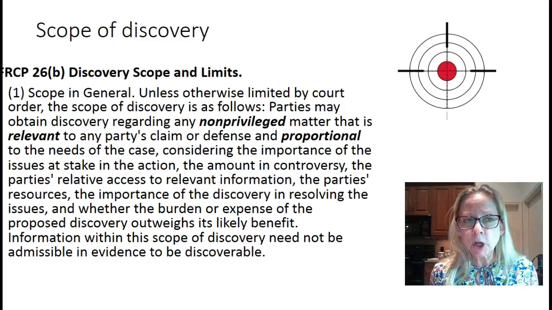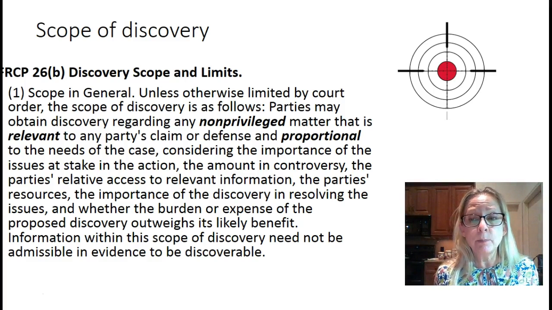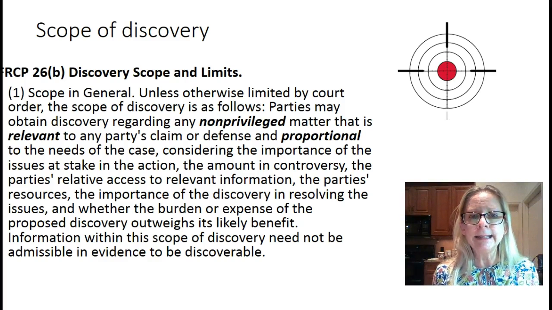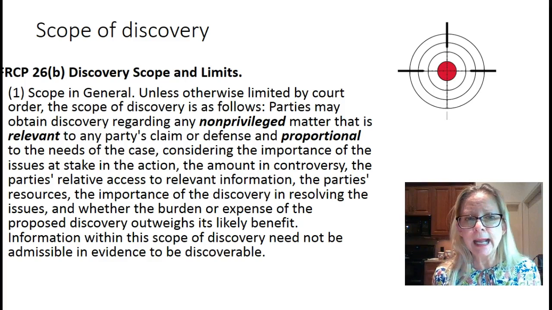And so the general scope of discovery is in 26(b)(1). And despite the lengthy and boring looking nature of this rule, there's really only three qualities of the scope of discovery. So unless otherwise limited by court order, the scope of discovery is as follows. Parties may obtain discovery regarding any non-privileged matter that is relevant to any party's claim or defense and proportional to the needs of the case.